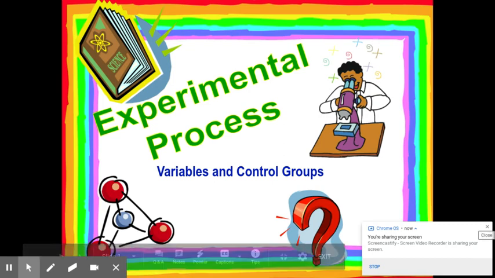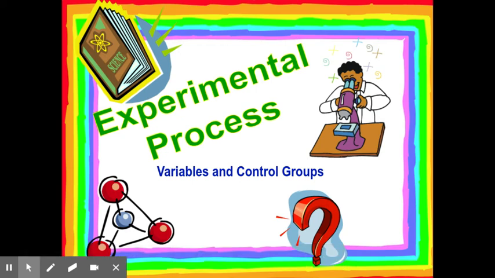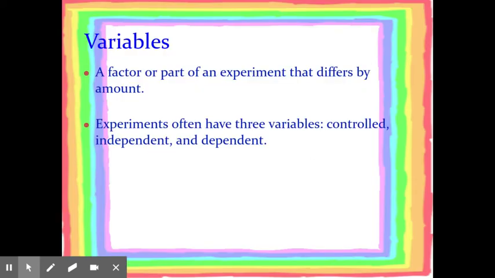So, we are going to go over what variables and control groups are in the experimental process, and how they function and how we use them in science. As you can see, a variable is a factor or part of an experiment that differs by amount. Experiments often have three variables. One of those is the controlled group or the control variable, the independent variable, and the dependent variable. And we're going to look at what each one of those means, and again, some examples of those.